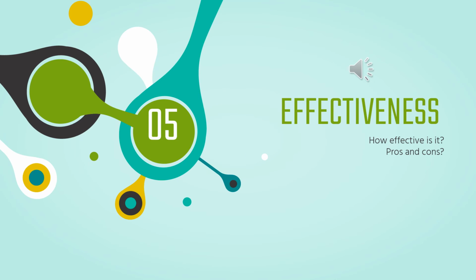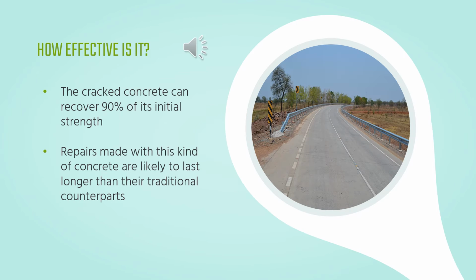The final topic is effectiveness. How effective is it? And what are the pros and cons? So you may be thinking that this was all nice, but how effective is it actually? Well, the cracked concrete can recover 90% of its initial strength. And not only that, but repairs made with this kind of concrete are likely to last longer than their traditional counterparts.